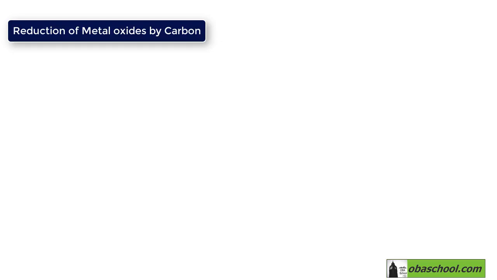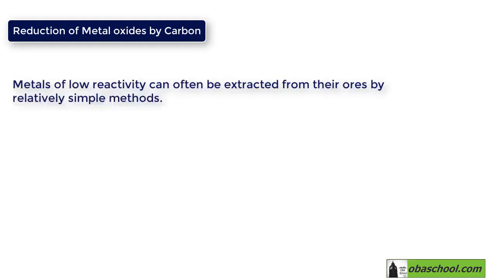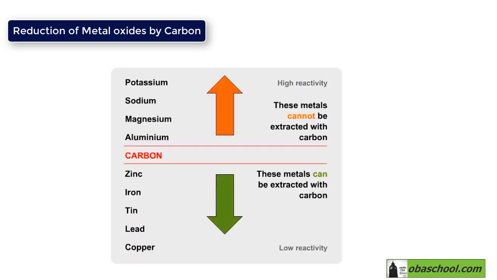Reduction of metal oxides by carbon. Metals of low reactivity can often be extracted from their ores by relatively simple methods. But what happens with metals from around the middle of the reactivity series? How to obtain metals such as zinc, iron, lead from their ores?